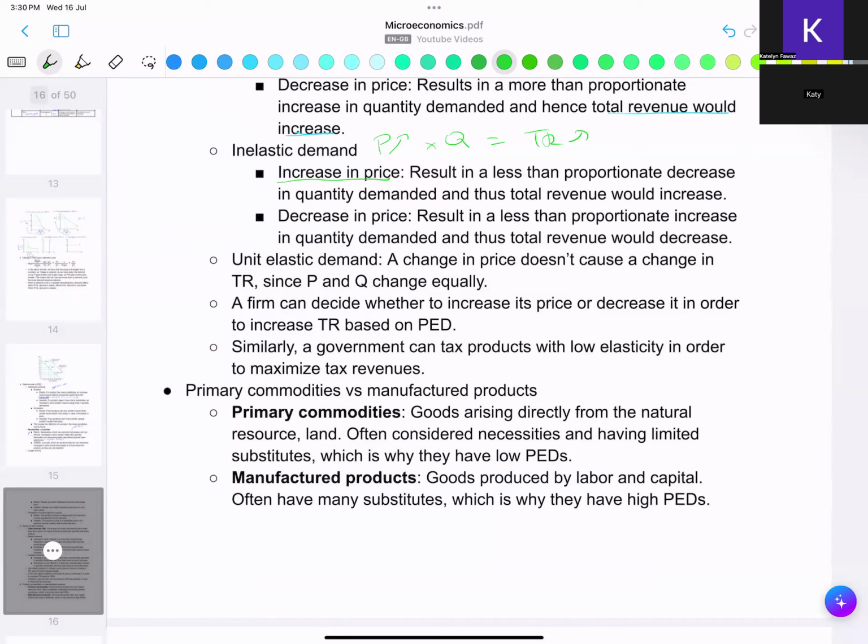We're going to continue with income elasticity of demand rather than price elasticity next time.